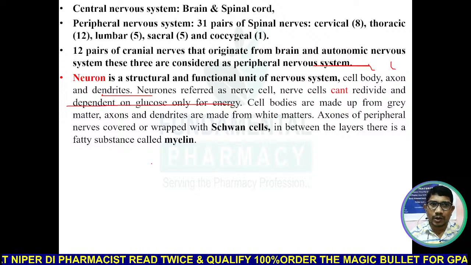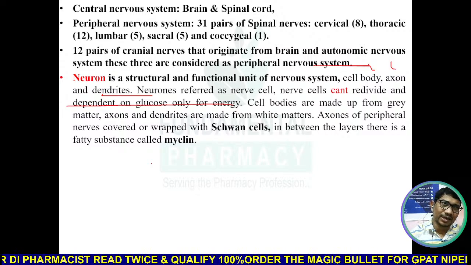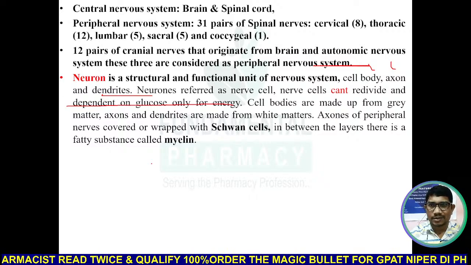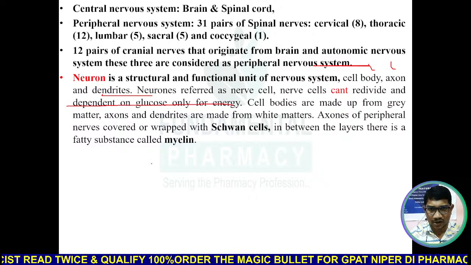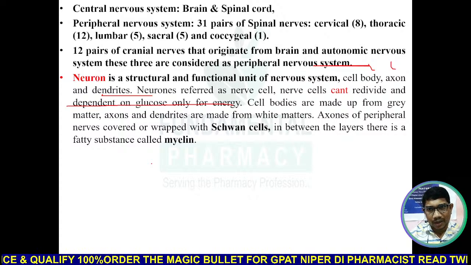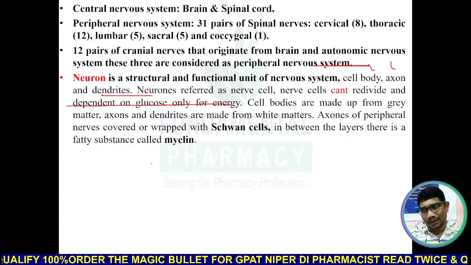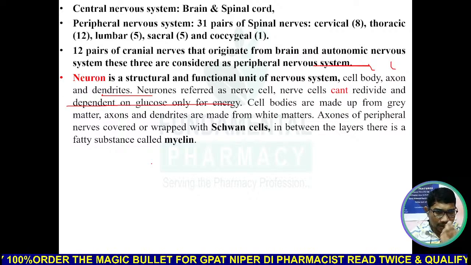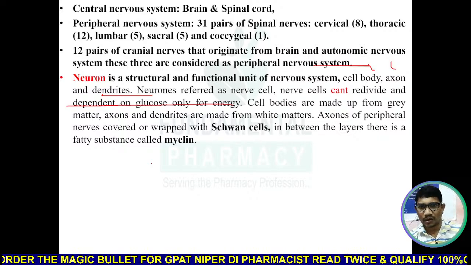Okay, so what is the neuron? Structural and functional unit of your nervous system. It has a three-part cell body, axon and dendrites. I will show the structure. Neurons are also known as a nerve cell, and they cannot be divided or multiplied. Okay, and they are totally dependent on the glucose for energy.